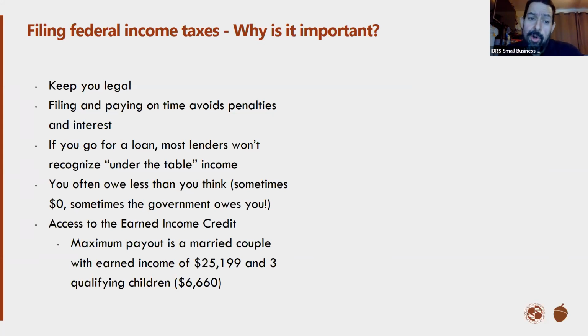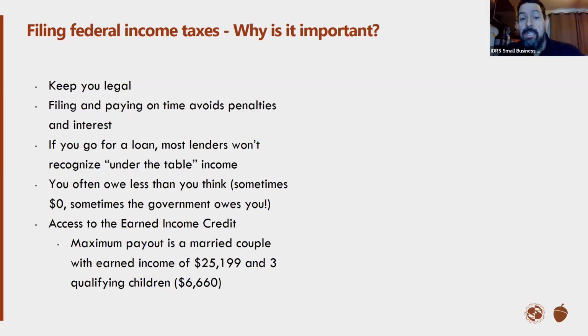And before the grant programs, a lot of times it would be a lender, and a lender says, I can't give you a business loan because it doesn't look like you're a business. You're doing everything under the table. So that's why it's important to file for taxes. If you ever need to go get financial assistance, they want you to have proper documentation.